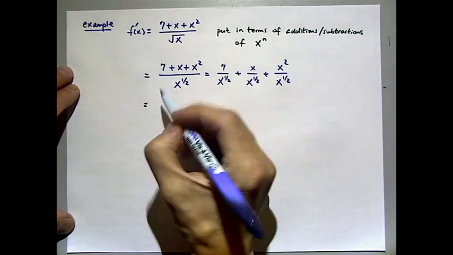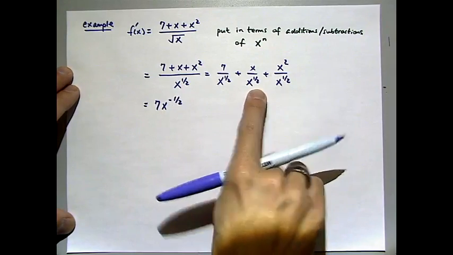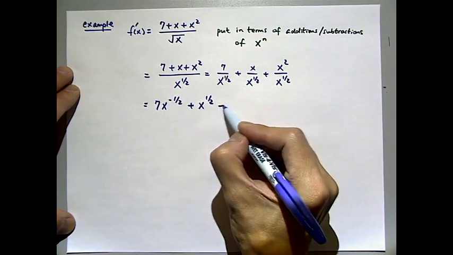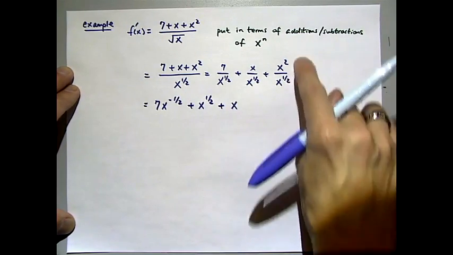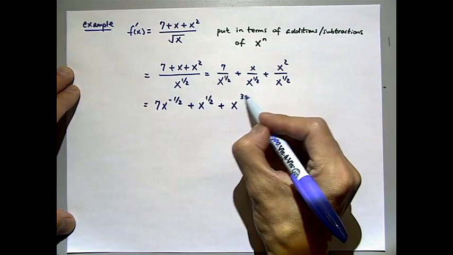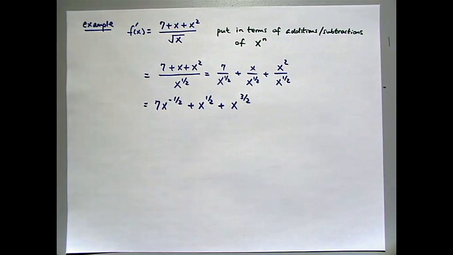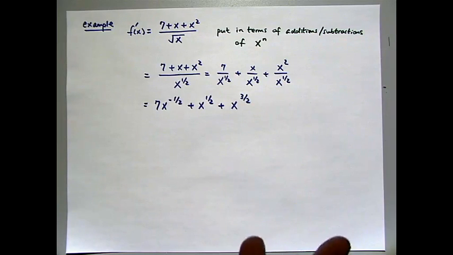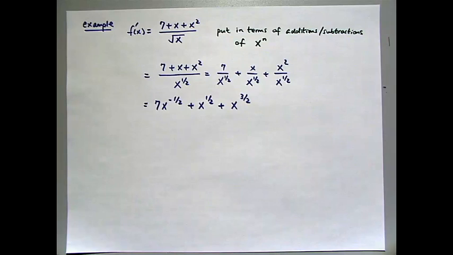The first one is 7 times x to the negative 1/2. The second one is x to the positive 1/2. The last one is x to the positive 2 minus 1/2, so that's 3 over 2. Okay, we haven't done anything yet other than just rewriting the function into a form that we could deal with. So this is fundamentally no different than the last example.